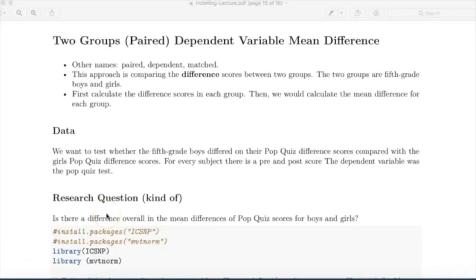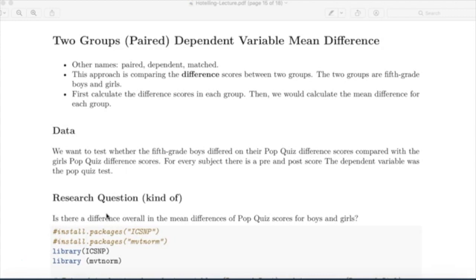So now we're going to do Hotelling's, and we're going to compare the mean differences for two groups. So emphasis on difference, because that's essentially what we're doing. The two groups are going to be 5th grade boys and girls. So there's two ways you could approach this. You could test for the pre and the post, or you could test for the difference between boys and girls.